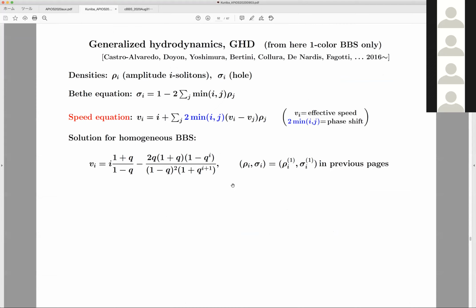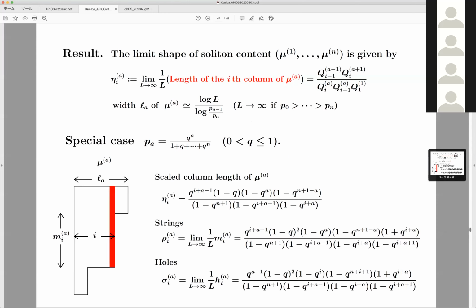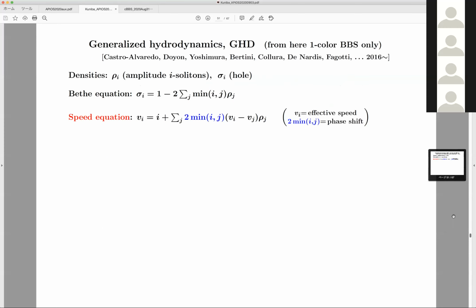That was my question. Are there any other questions? May I, Professor Kuniba, how does the two-color BBS look? Yeah, do you have an example here? No, you don't have an example. Well, from here, for GHD, I restricted myself to the single color case. And would you like to see some result about the two color cases and the GHD? Yeah.